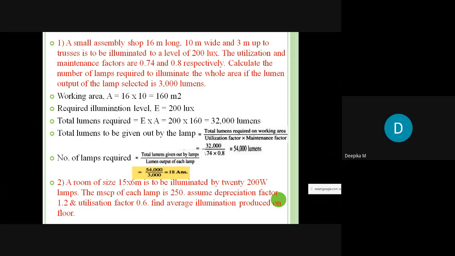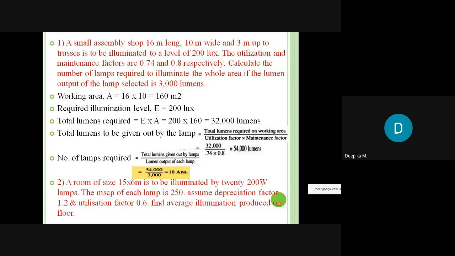A room of size 15 into 6 meter is to be illuminated by 20 200-watt lamps. So here they have only specified how many lamps are required. The MSCP of each lamp is 250. Assume depreciation factor as 1.2 and utilization factor as 0.6. Find the average illumination produced on the floor. So this we need to calculate.